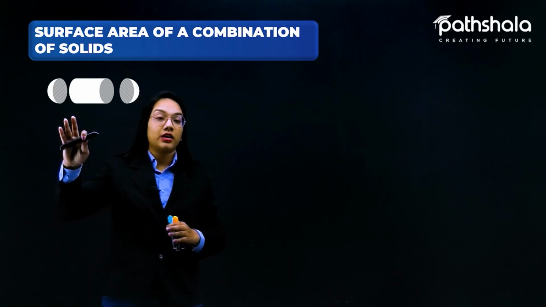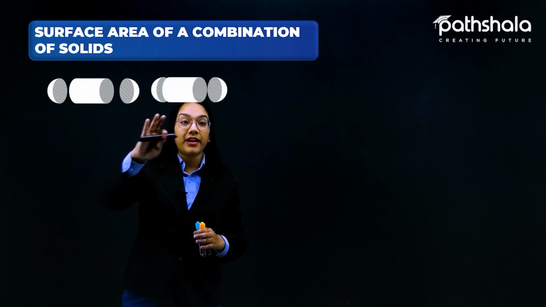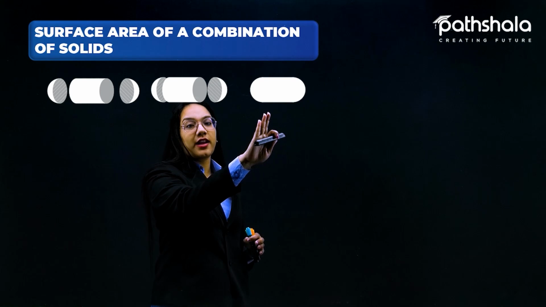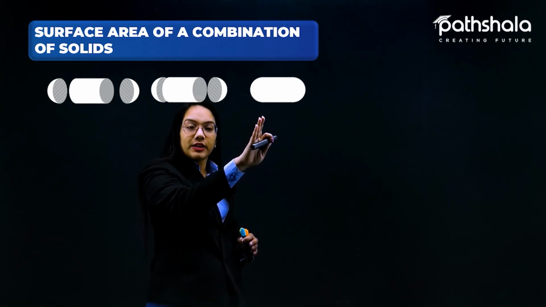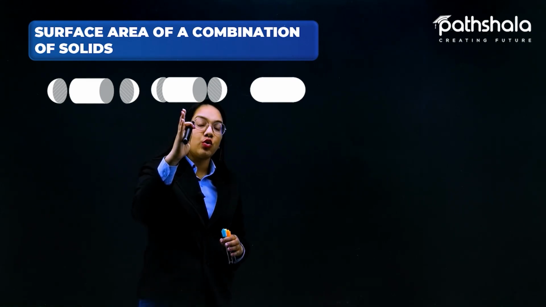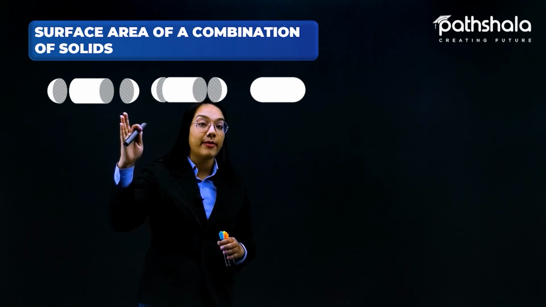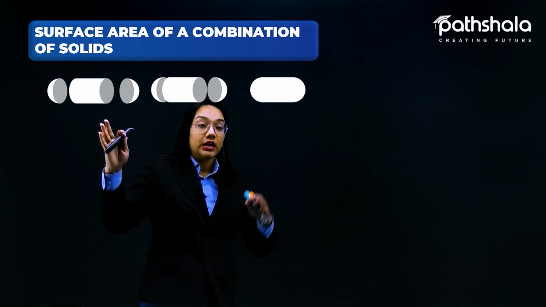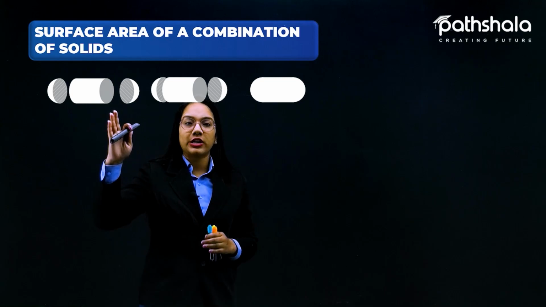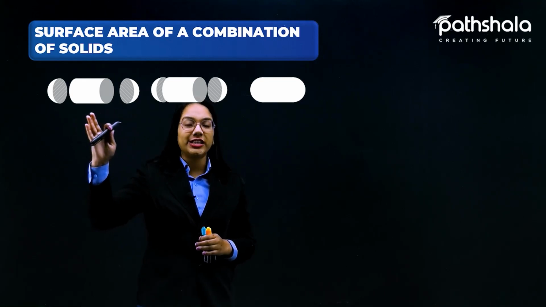As you can see, this was the container. In the combined form, this was the container actually, and if I divide this container into a cylinder and two hemispheres, then we can see that this container is actually nothing but a combination of these solids.